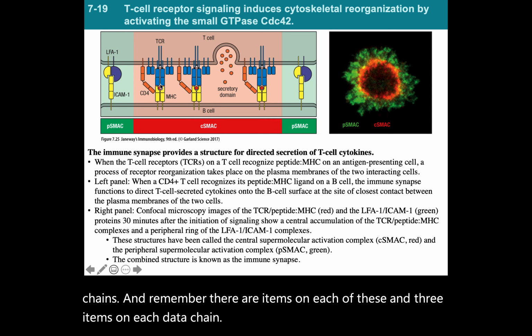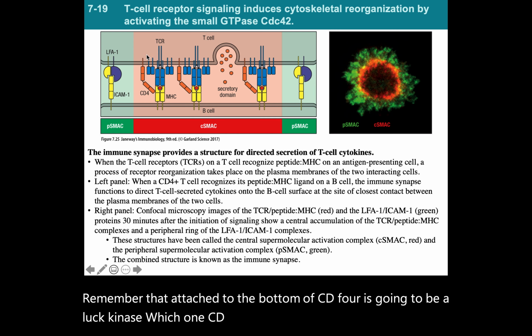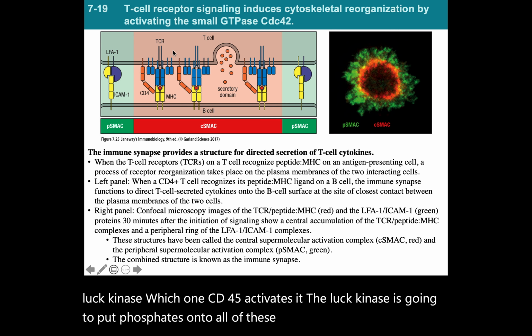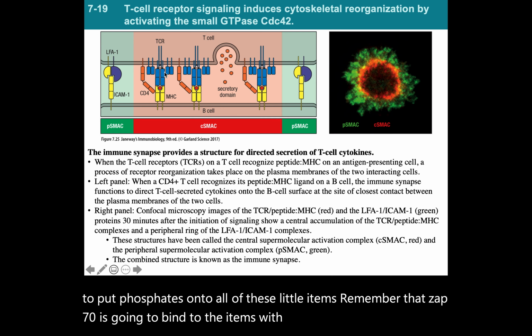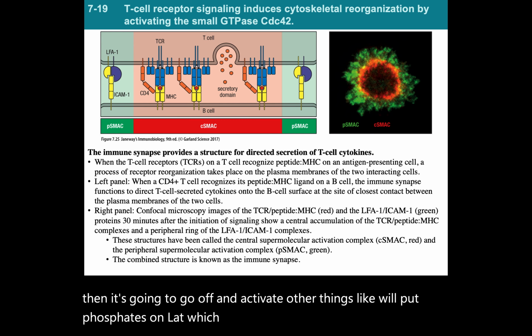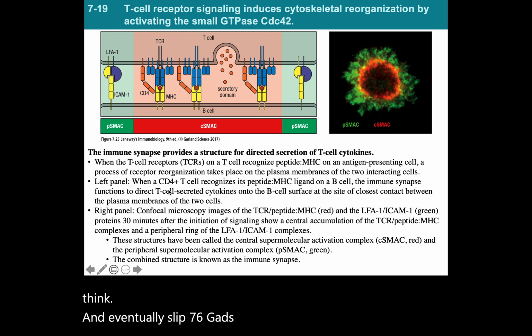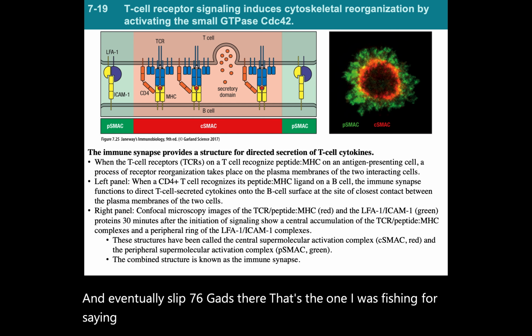Remember that attached to the bottom of CD4 is going to be an LCK kinase, which when CD45 activates it, the LCK kinase is going to put phosphates onto all of these little ITAMs. Remember that ZAP70 is going to bind to the ITAMs with their little phosphates, and then it's going to go off and activate other things. It'll put phosphates on LAT, which will then bind to the other proteins, and eventually SLP76 and GADS. There, that's the one I was fishing for.